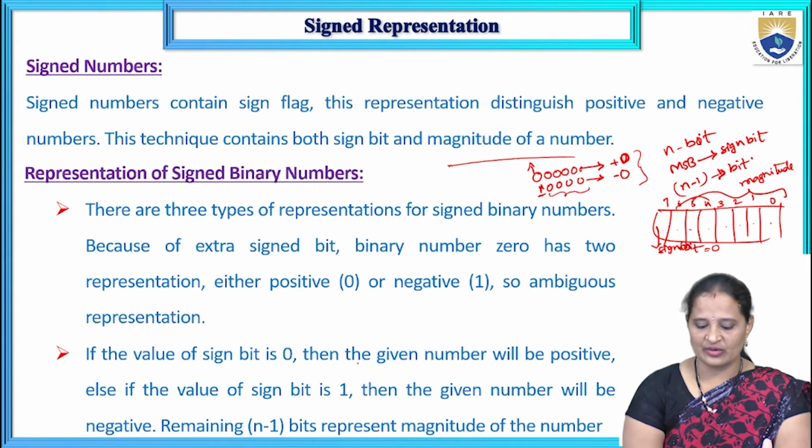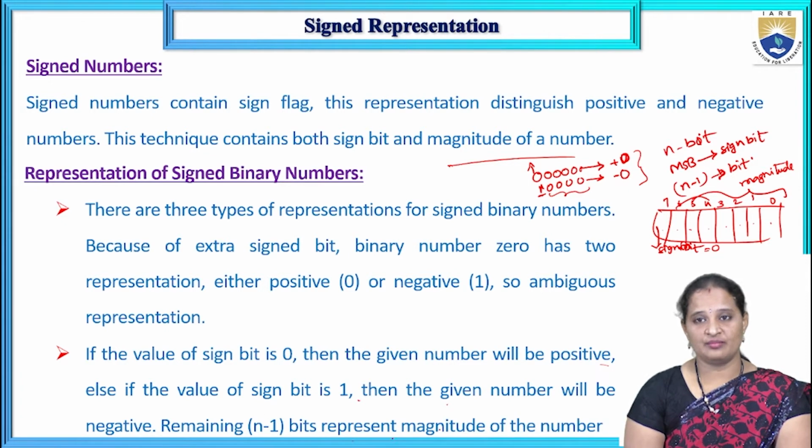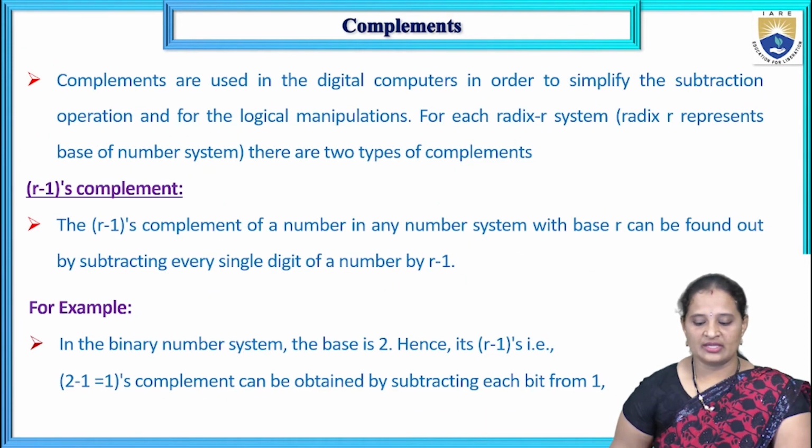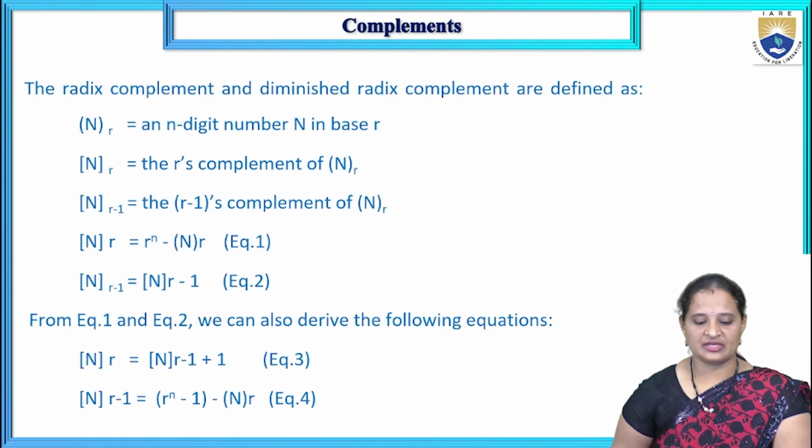So if the value of the sign bit is 0, then the given number will be considered as positive. If the value of the sign bit is 1, then the given number will be considered as negative. The remaining n-1 bits represent the magnitude of the number. So that is about the sign magnitude representation.